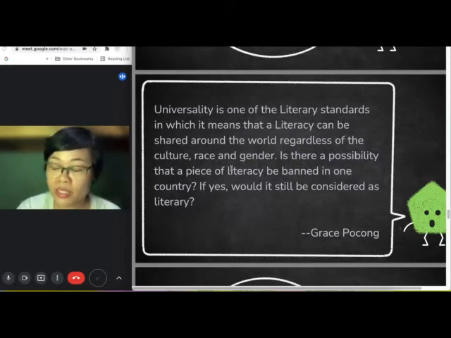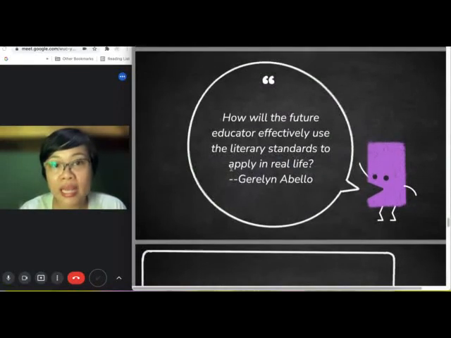But were they still literary? Yes. And in fact, his novels are still taught in schools until now, right? Okay. So it has achieved permanence. It has achieved permanence. And then there is also the style of Jose Rizal in writing. So there are many elements of what makes a literary standard that have already been achieved by Jose Rizal's novels. Okay. Next question.